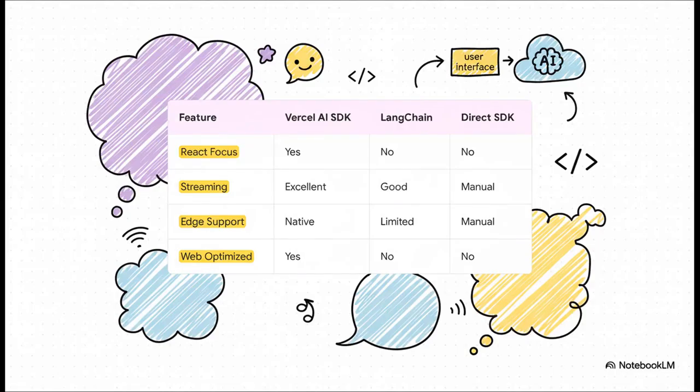This little comparison table really makes it clear. You've got something like LangChain, which is super powerful for complex backend AI workflows, where the AI is making its own decisions, but it's not really built for the UI. Then you have the direct SDK from, say, OpenAI. It gives you all the control, but you have to handle all the streaming and edge stuff yourself. The Vercel AI SDK really hits that sweet spot. It's the only one that's truly optimized for the web, with that laser focus on React, streaming, and edge performance.